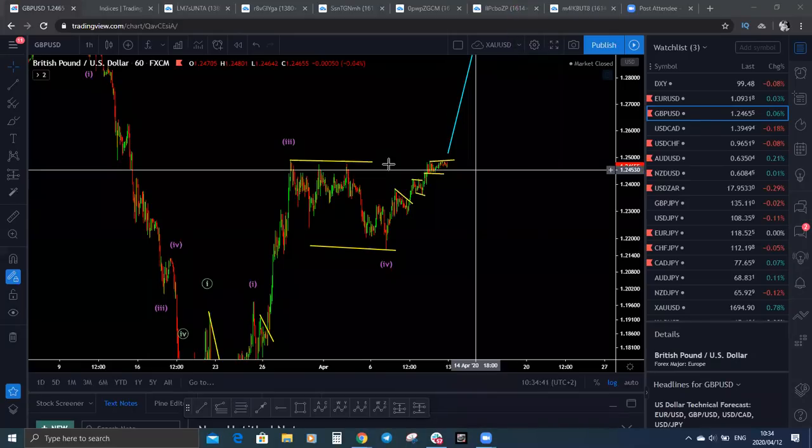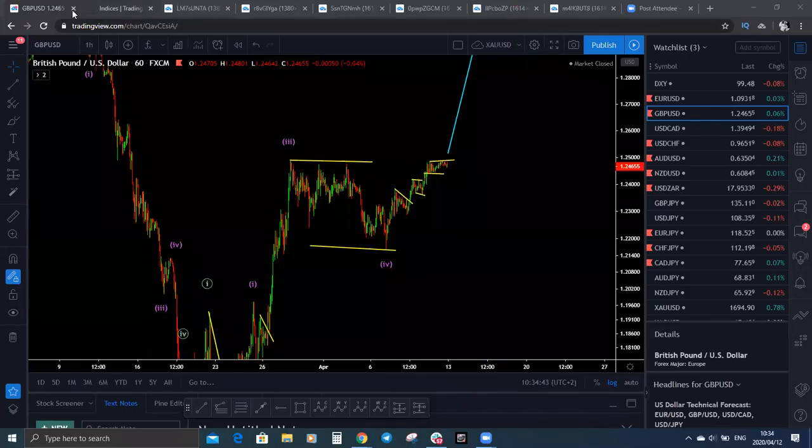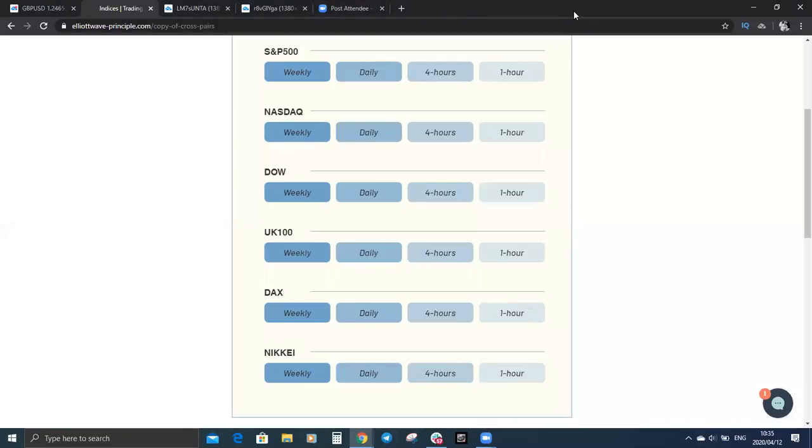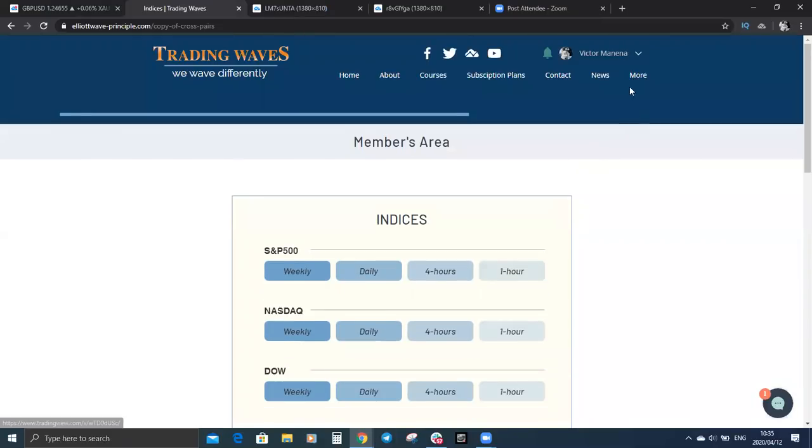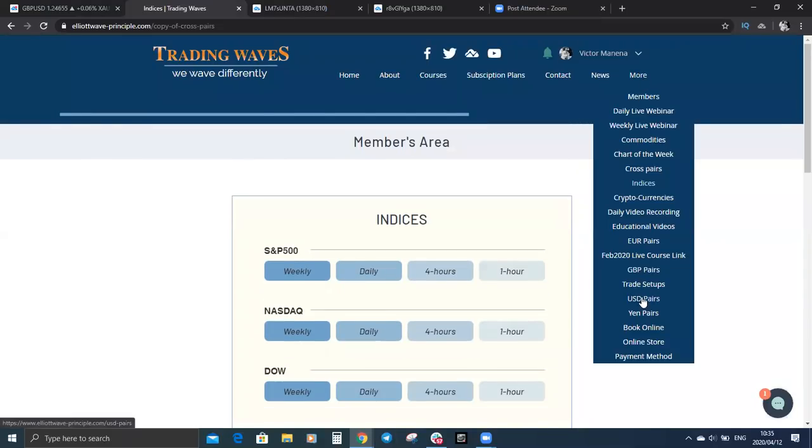Why are we looking for pound to continue higher? Let's look now again on the site. Let me remove some of this, it's already too many windows now here. Let's go back to the site again and look at the US dollar pairs. US dollar pairs, let's have a look now. These are the latest charts.